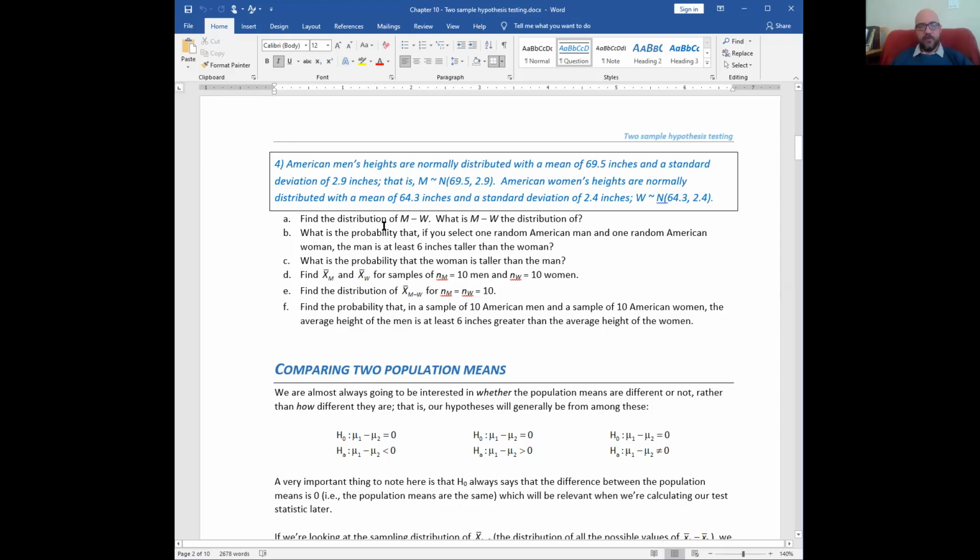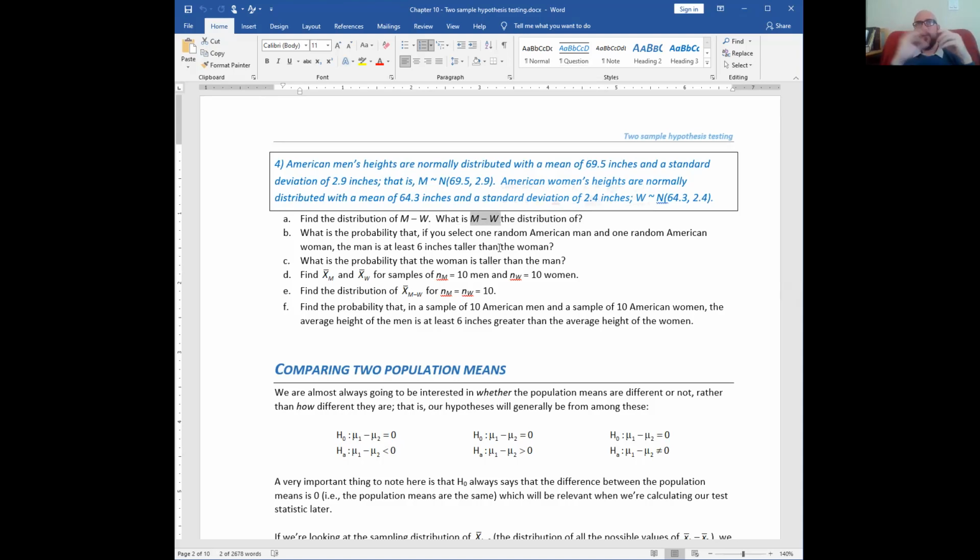So I want to find the distribution of M minus W. And then let's talk about what this is first. So M is all the men in the United States. It's the distribution of their heights. W is the distribution of all the women's heights in the United States. M minus W is the distribution of the differences in heights between men and women.